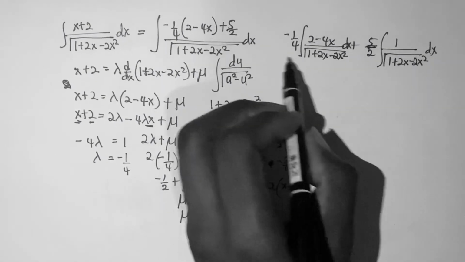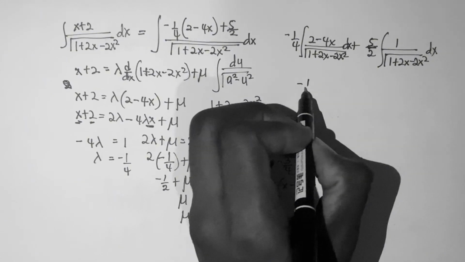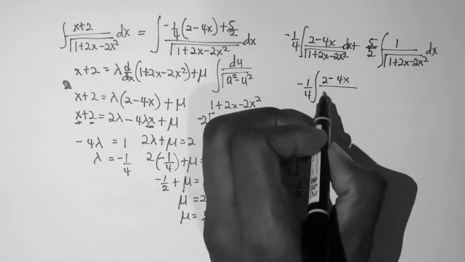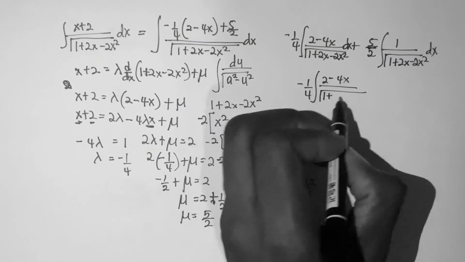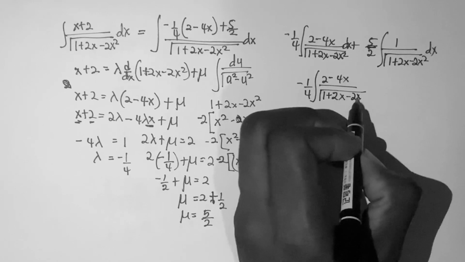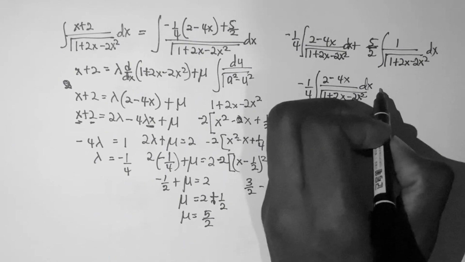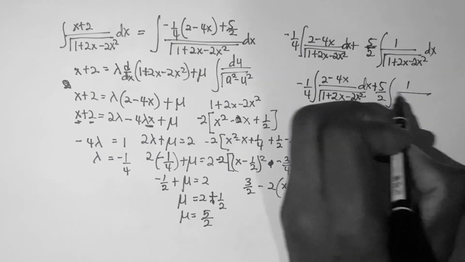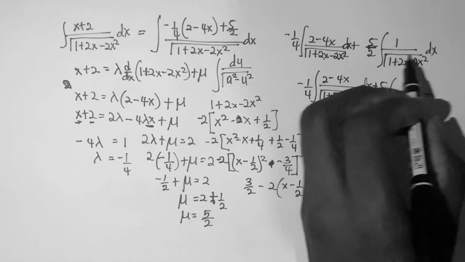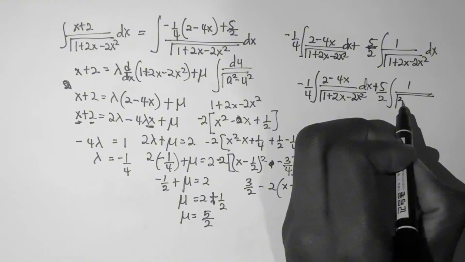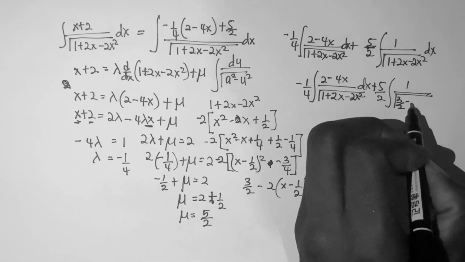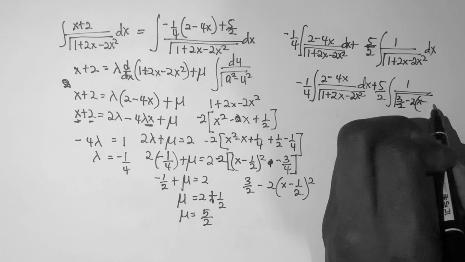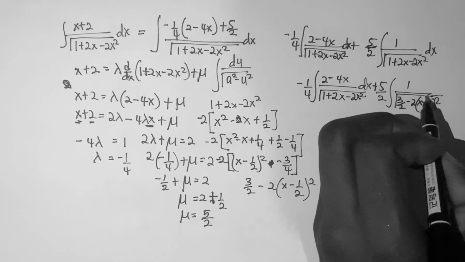So what it means is that this integral can become minus 1 over 4 integral of 2 minus 4x divided by square root of 1 plus 2x minus 2x squared dx, and then plus 5 over 2 integral of 1 divided by square root of, now we are going to replace all of this by 3 over 2 minus 2 times x minus 1 over 2 squared.